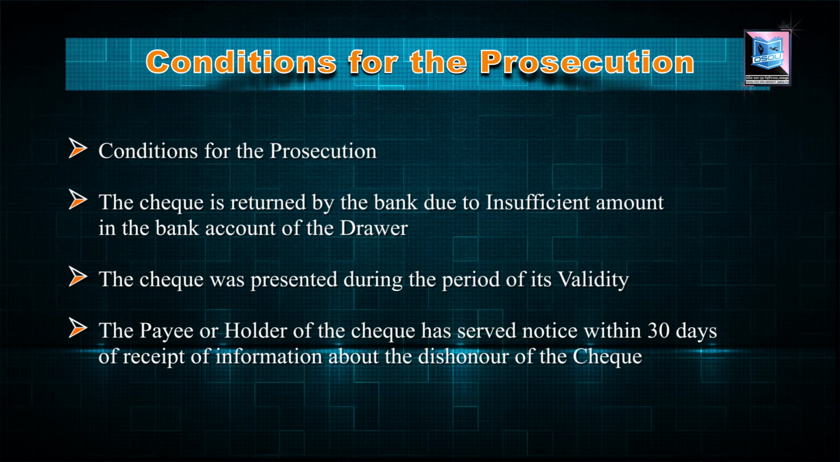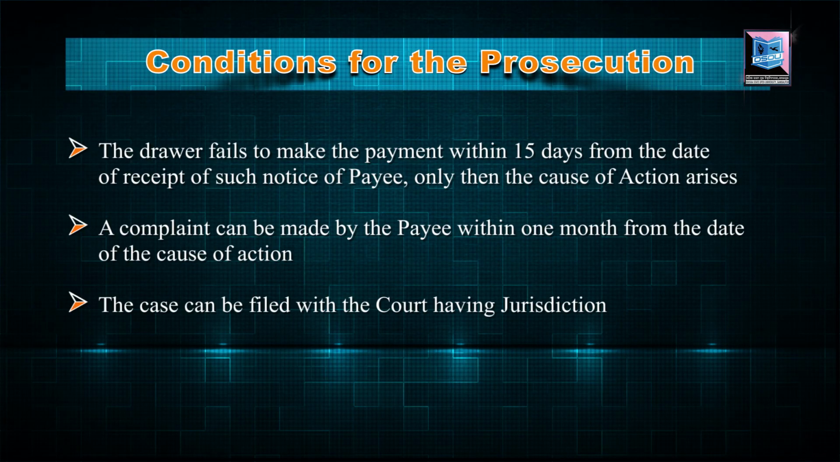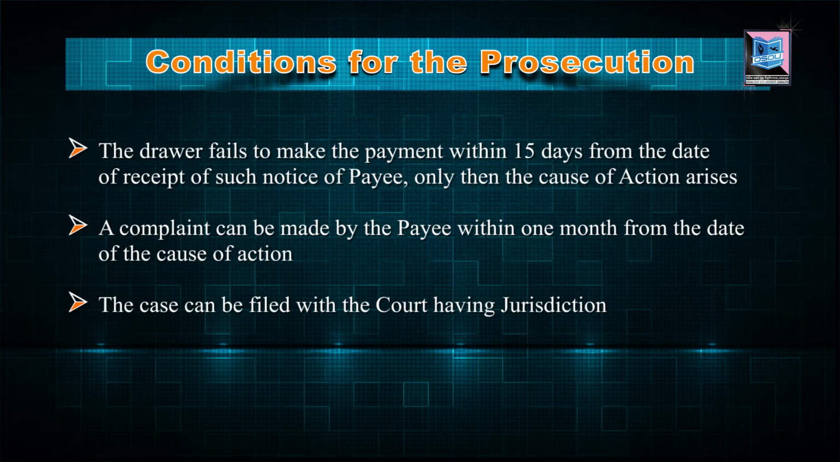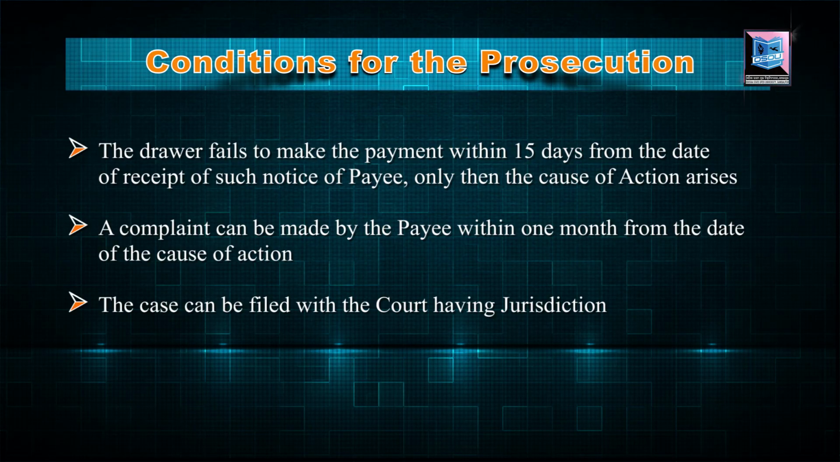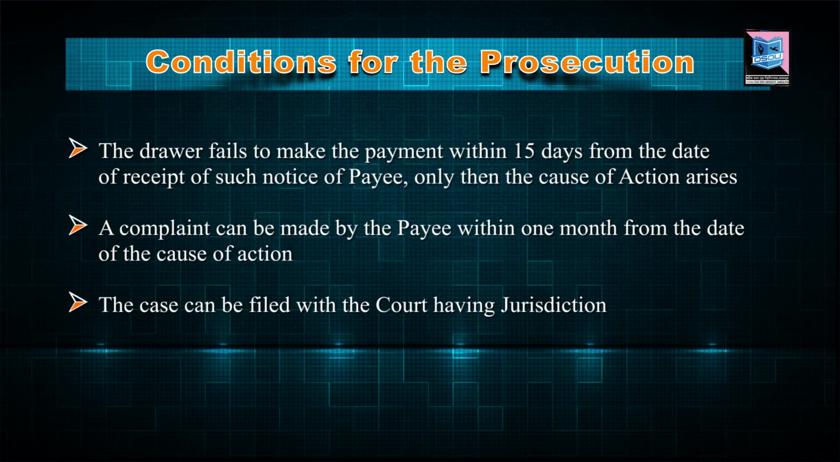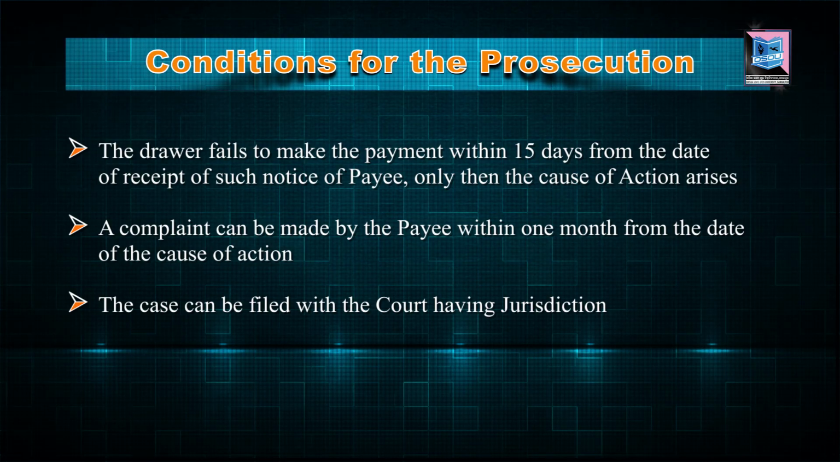The payee or the holder of the check has served a notice within 30 days of receipt of information about the dishonor of the check. Further, the drawer fails to make the payment within 15 days from the date of receipt of such notice from the payee. Only then will the cause of action arise, and a complaint can be made by the payee within 1 month from the date when the cause of action arose. The case can be filed with the court having jurisdiction.